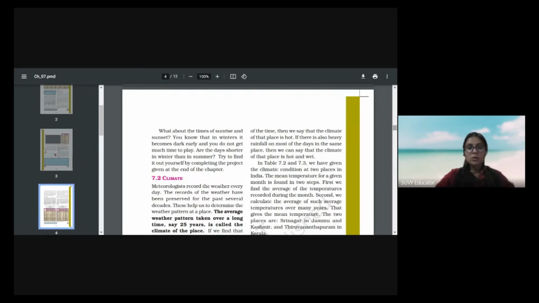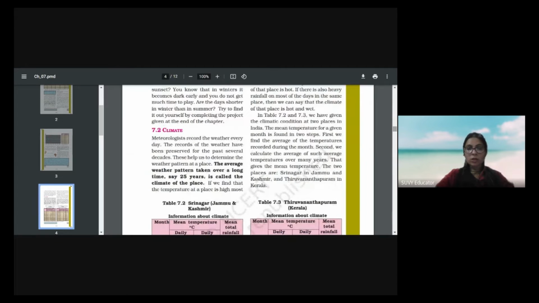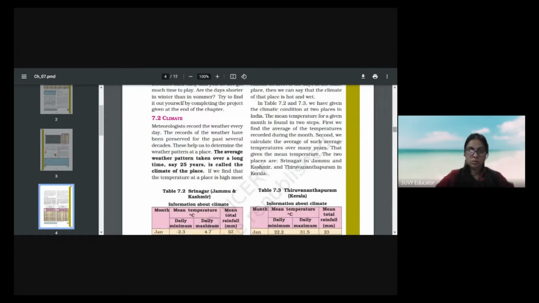Okay, so we have discussed the weather. If there is any difficulty or any terms you want to ask about, you can ask. Then we'll move to the climate.